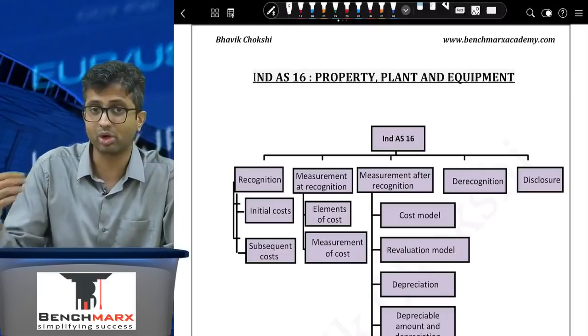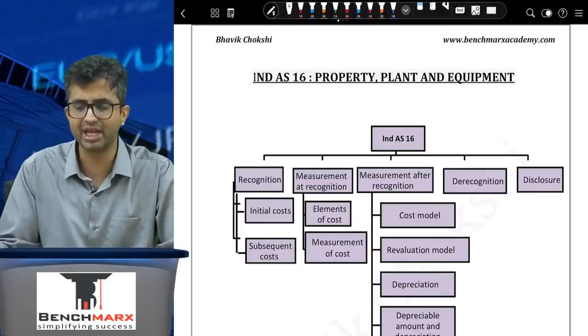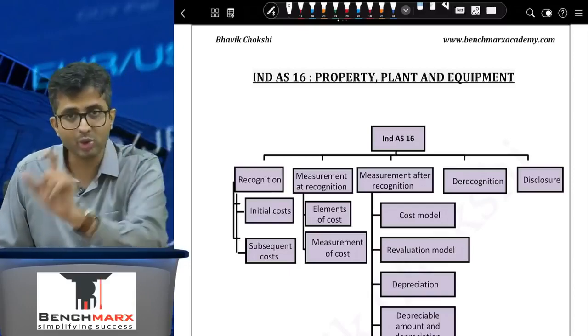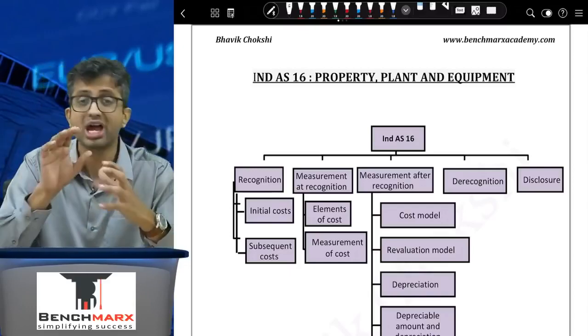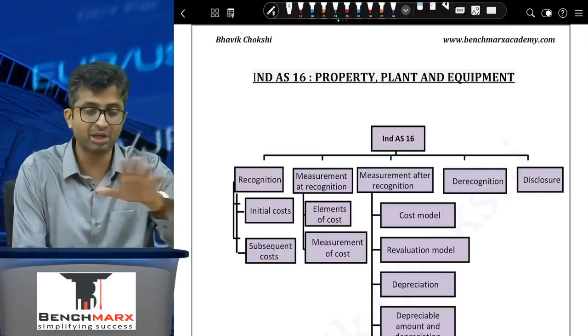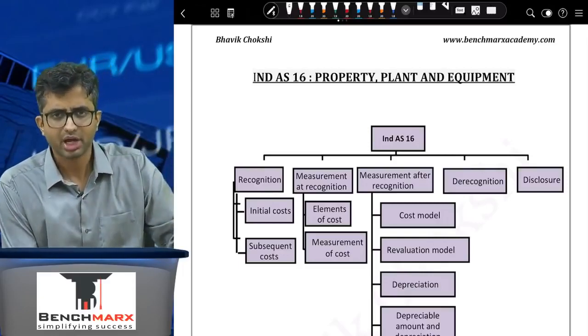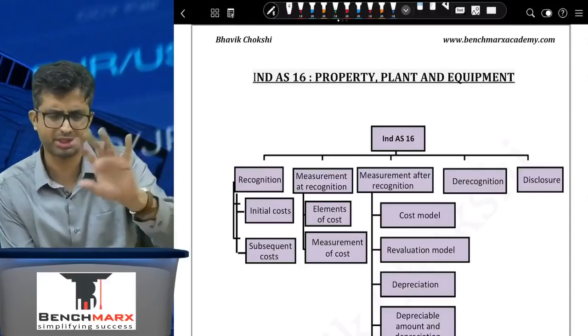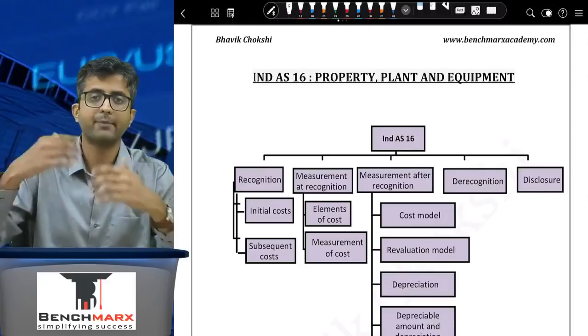But in the revaluation model, you will have to determine fair value. When? Well, at sufficient intervals. How is that defined? It is 12 months in case of assets with volatile values, whereas if it is stable values, then it is anywhere between 3 to 5 years. Like furniture has stable values, but gold ornaments might have volatile values.